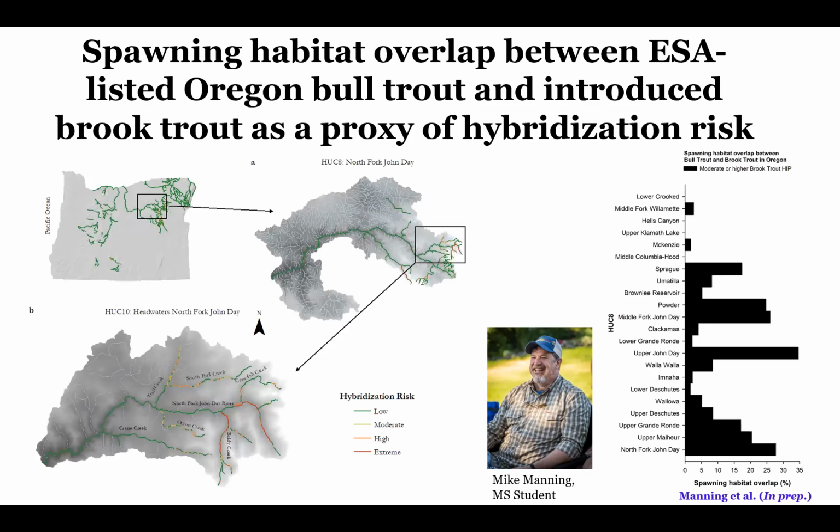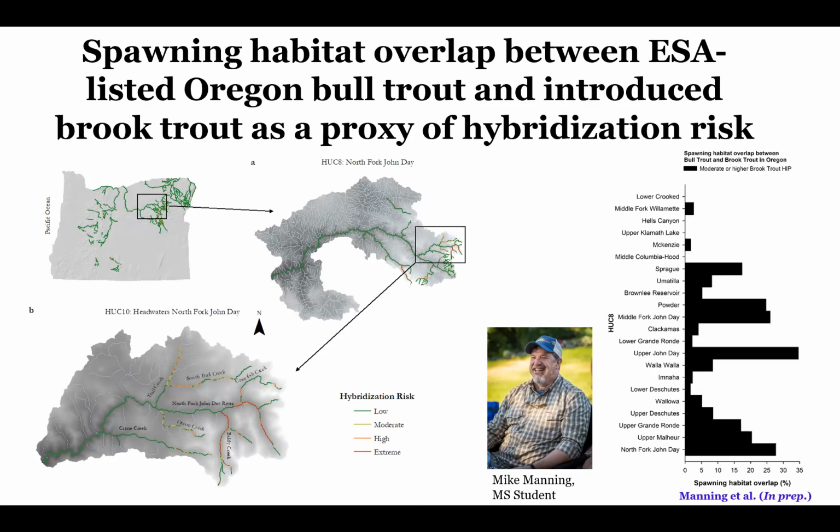And Mike did this for Oregon. And you see, basically, we can have a really nice map that could be used for management related to where those hybridization risk areas may occur. So we can basically localize resources related to those areas. And we can also see what tools we can use in order to minimize that.